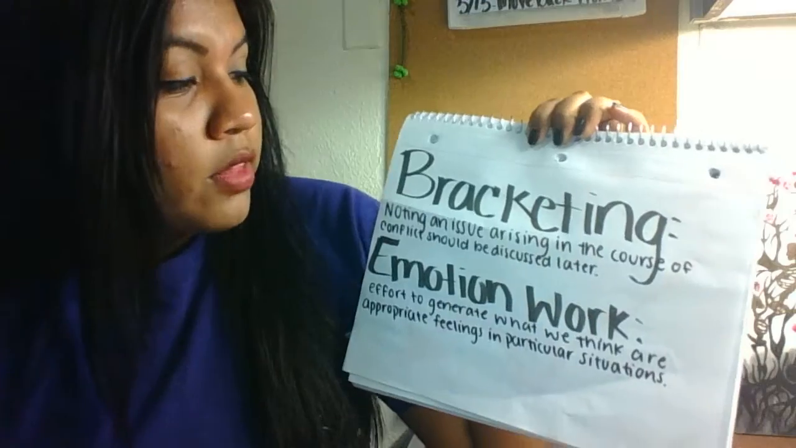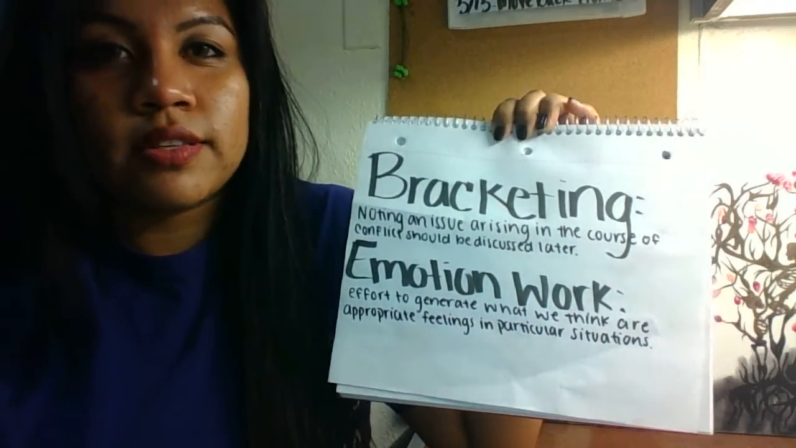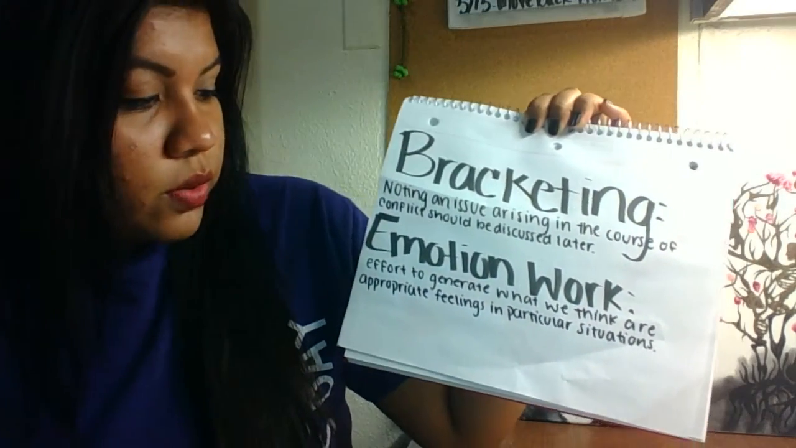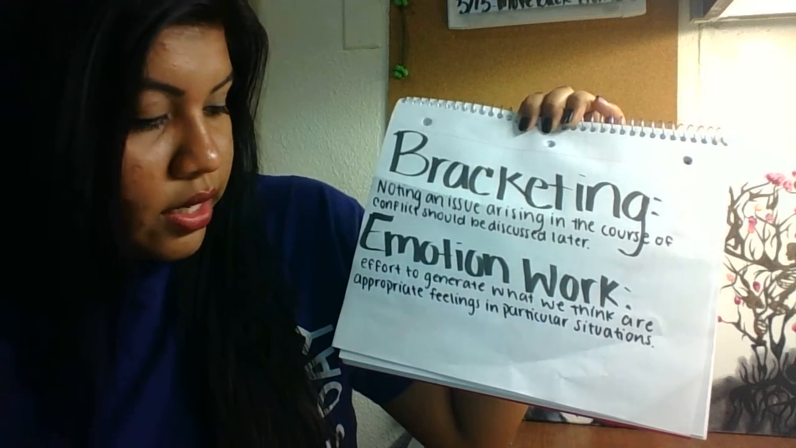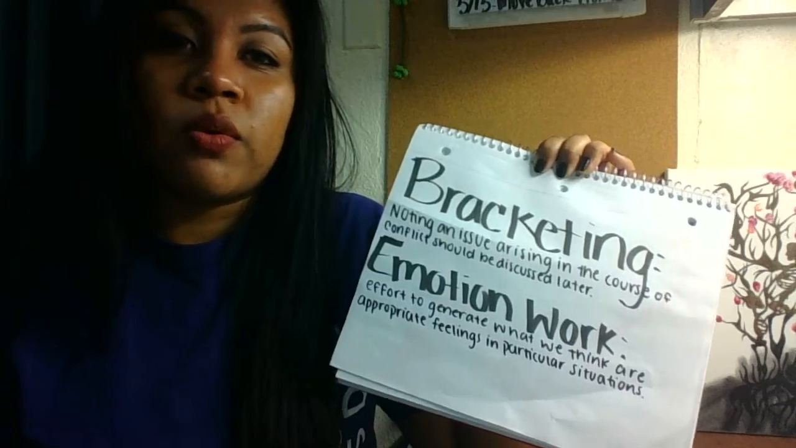They both must also recognize one another's feelings and concerns. And when in the middle stages of conflict, they must engage in bracketing as well as emotion work. Bracketing is noting that an issue arising in the course of conflict should be discussed later. So some things should just be left aside for another time. And emotion work is effort to generate what we think are appropriate feelings in particular situations. So it ties to bracketing: what is appropriate at the time and what is not.